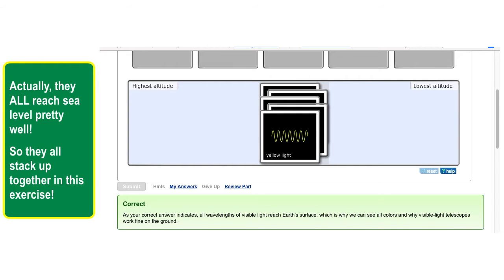I really like these ranking tasks. I give them a lot in homework. This is not the last one you're going to see. And I wager to say you're going to see bunches of these for different concepts, not just for atmospheric absorption, but for all kinds of things. And they work really nicely. And sometimes you've got to stack things. If they're equal, you stack them together, one on top of each other, just like that.